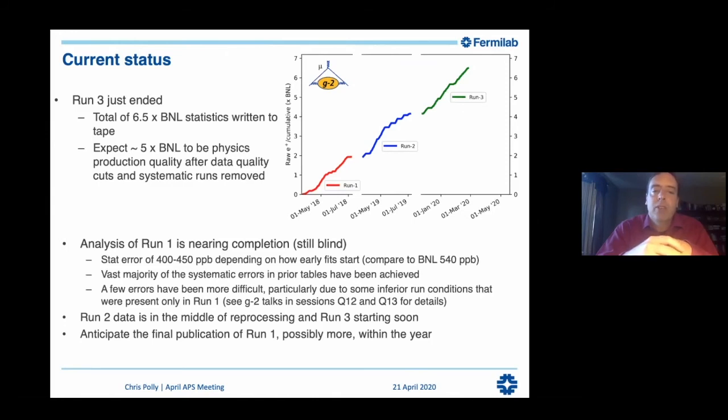The vast majority of the systematic errors in the prior tables have all been assessed and achieved and are meeting their goals. There have been a few errors that have been more challenging, particularly due to some inferior run conditions that were present only in our first run 1 data. I'd encourage you to take a look at some of the parallel talks in the Q12 and Q13 sessions where these systematics were discussed in some detail, or feel free to ask me in the question and answer session. Run 2 data is in the middle of reprocessing, and run 3 will be starting soon. We're anticipating the final publication of run 1, possibly even more data within a year.